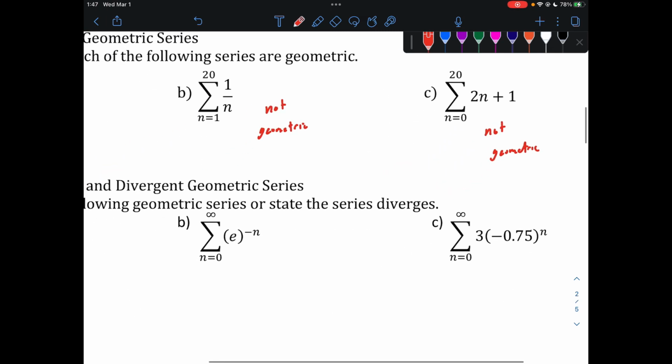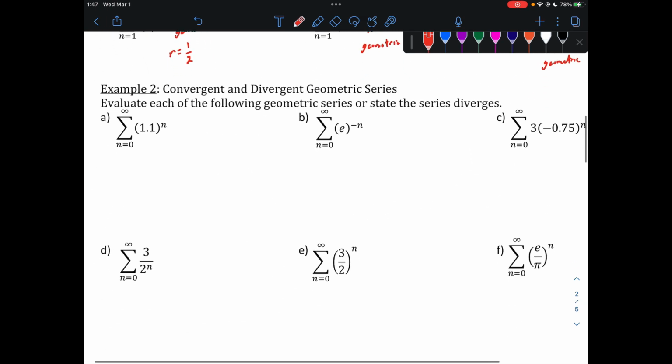All right, so now let's get into the calculus, which really, again, is kind of a little bit of pre-calc as well. Convergent versus divergent geometric series. Evaluate each of the following geometric series or state that it diverges. You can see that all of them go to infinity. So these are called infinite geometric series. Our goal is to figure out what r is.